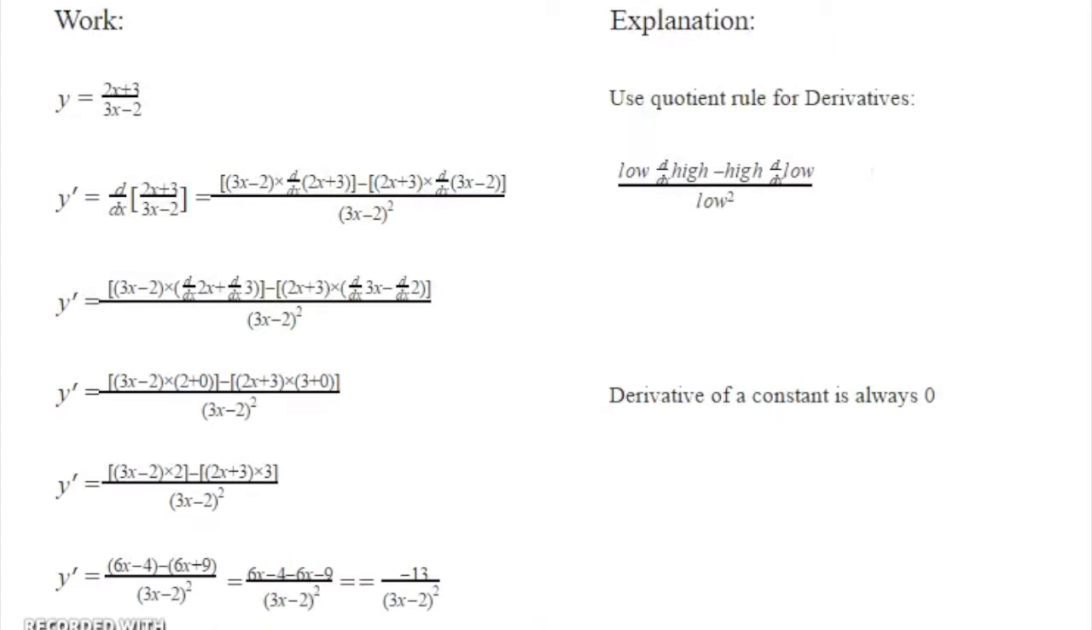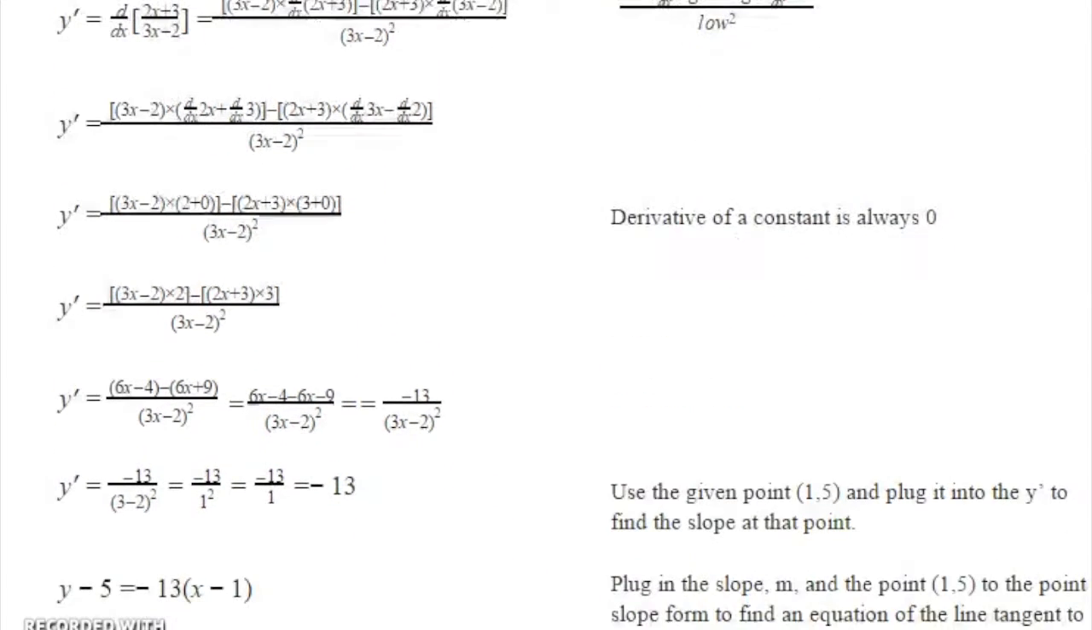So for number 7, we have to know the quotient rule for derivatives, which is low d high minus high d low over low squared. So I just applied the quotient rule to this problem. And then the thing that we have to remember is that the derivative of a constant is always 0. So d over dx of 3 and d over dx of 2 is 0.